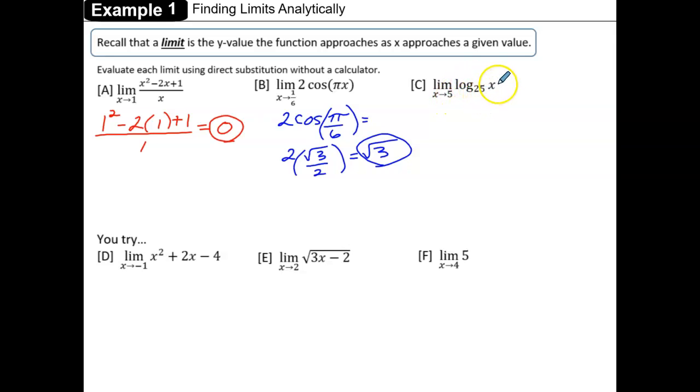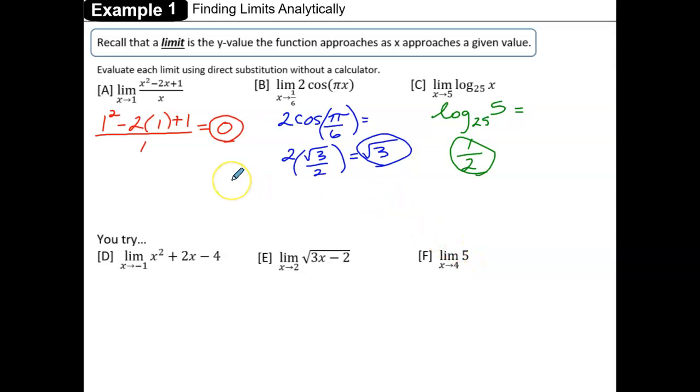Okay, then in example C, we want to find the limit as x approaches 5 of the log base 25 of x. So we're going to substitute in 5 for the x. So we'll have the log base 25 of 5. And recall from our unit on logarithms that that's asking the question 25 to what power equals 5, and that would be the 1/2 power.